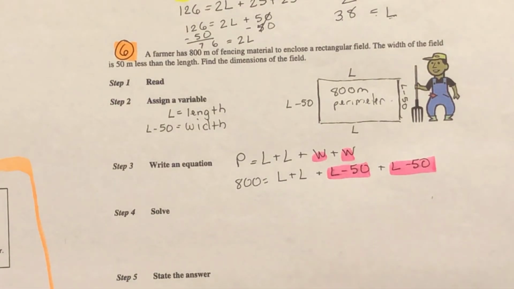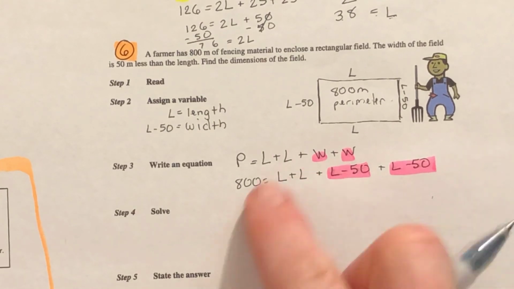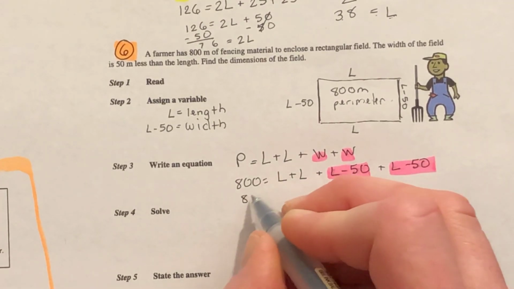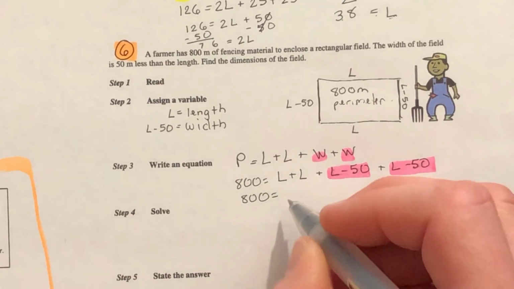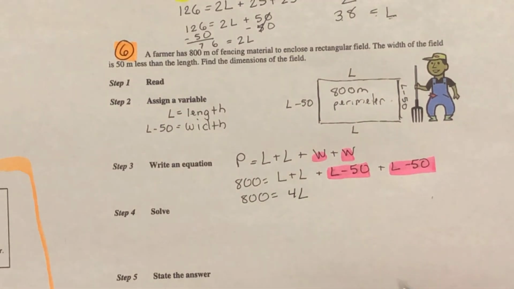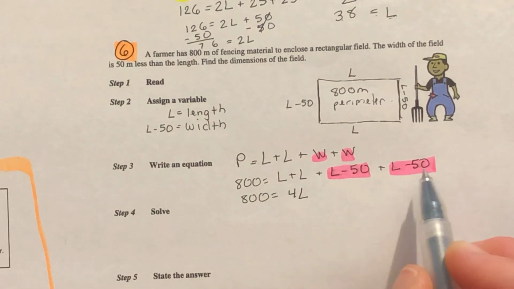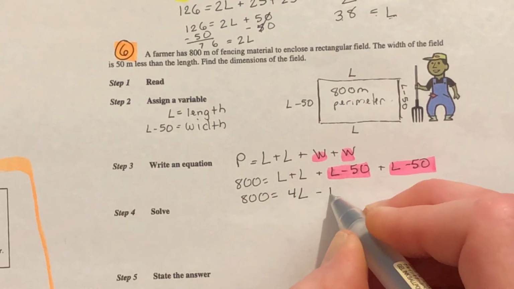All right, so I'm going to take you to the next step, and then you're on your own. The first thing you want to do is combine all your like terms on the side. So I've got 800 equals, I've got 1, 2, 3, 4 positive L's, so 4L. And I've got minus 50 twice, 4L minus 100.